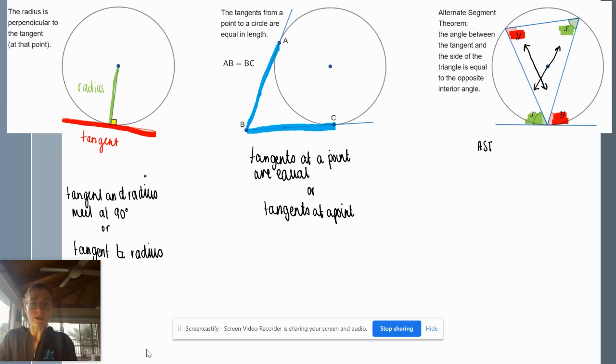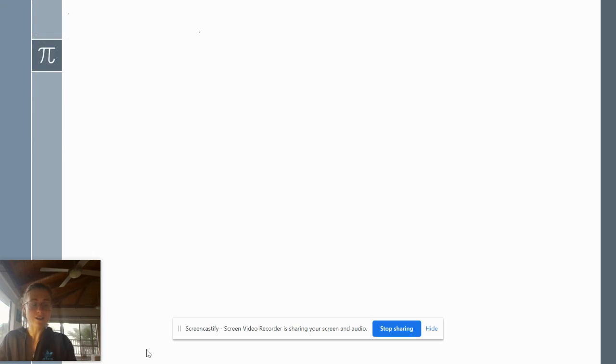Now I'm going to prove this one, but the very simple way to write it is AST. That's all you need to do. All right, let's prove our alternate segment theorem.